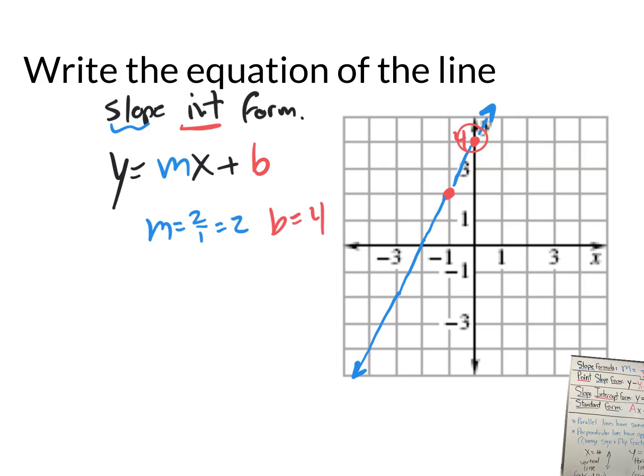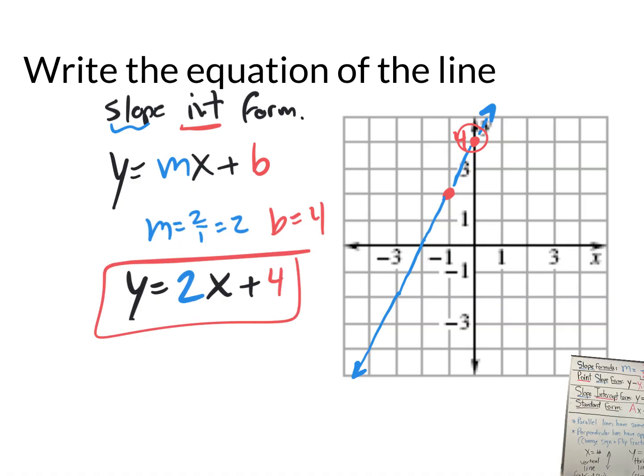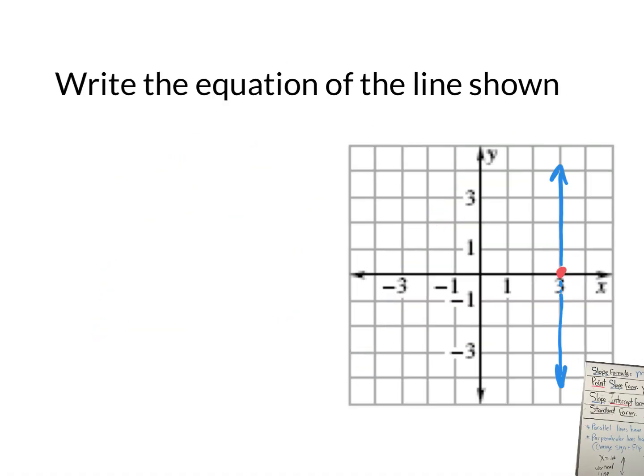So if you know your M is 2, you have 2x, and you know that your B is 4, you have plus B, which is plus 4. There you go. That's your slope intercept form equation. So what is the equation of this line?